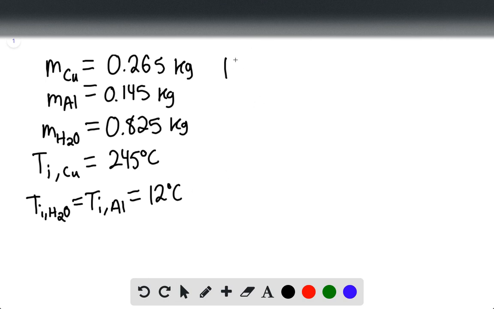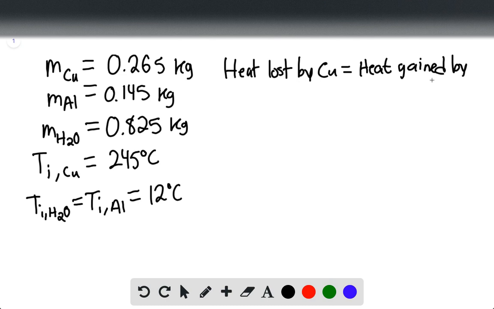So we can say that the heat lost by copper is going to equal the heat gained by aluminum and water. So the heat lost by copper will be equal to the heat gained by aluminum and water.